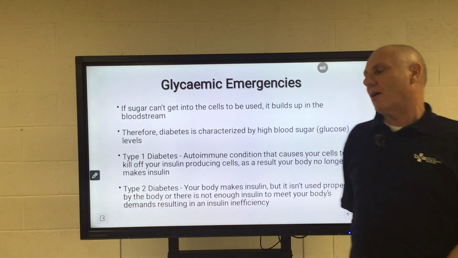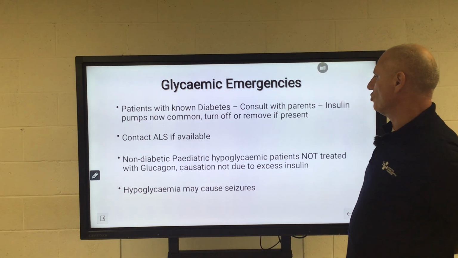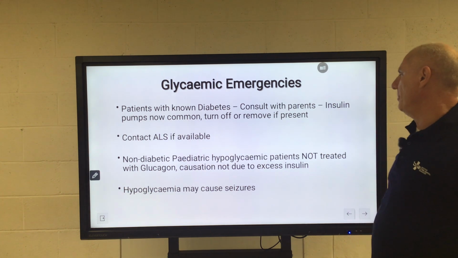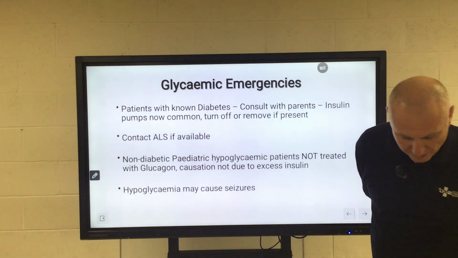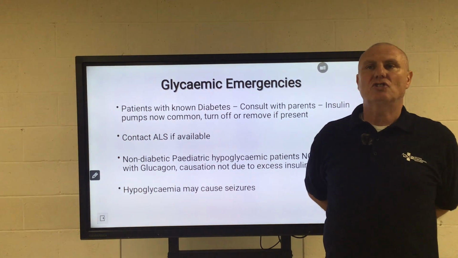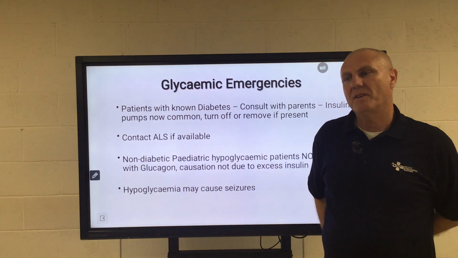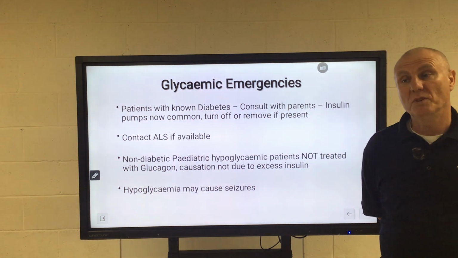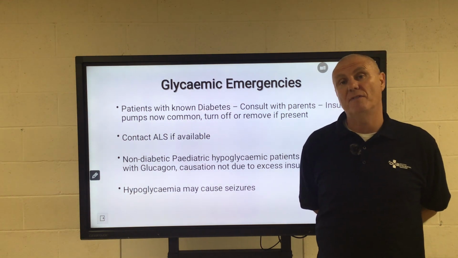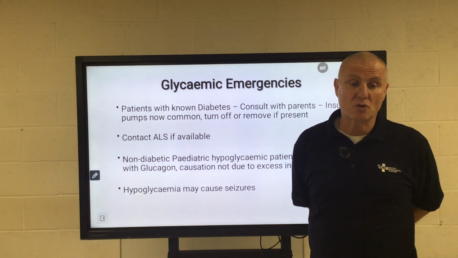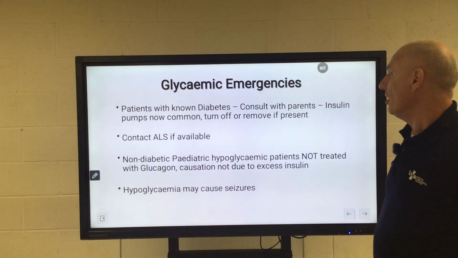Ketones themselves are what we're looking for. Ketones are bad. They're bad for business. They destroy tissue. Patients with known diabetes, consult with parents. Insulin pumps are now very common and we need to be mindful. Insulin pumps can titrate tiny amounts of insulin and make blood sugar regulation very, very tight. If there's issues with pumps, we need to be mindful of maybe switching a pump off. If sugar levels are low, we need to be mindful of turning off a pump. If we're not sure, ask parents. Contact advanced life support if they're available.